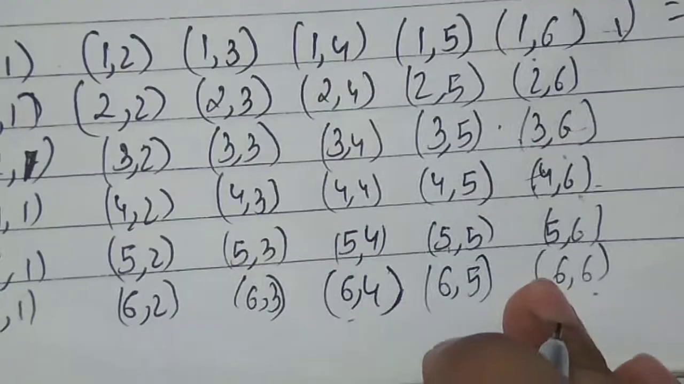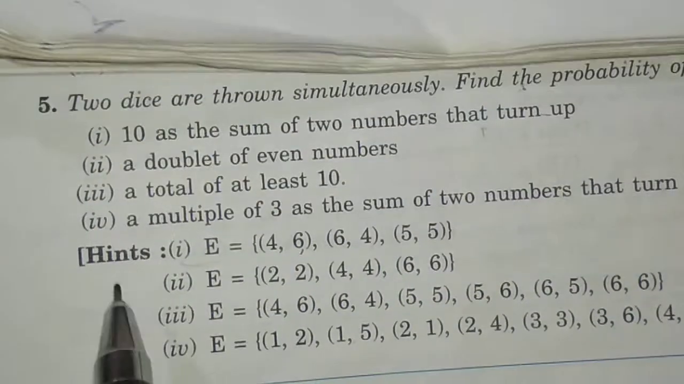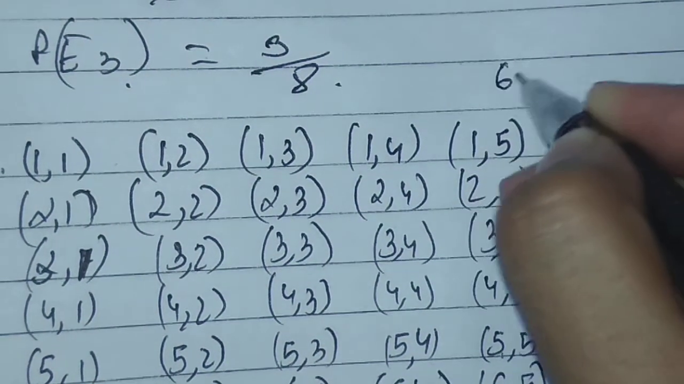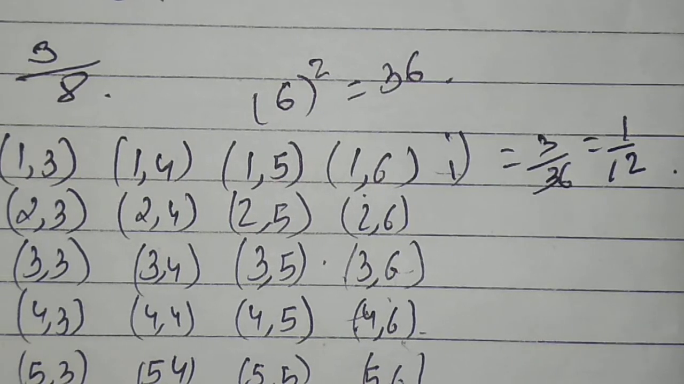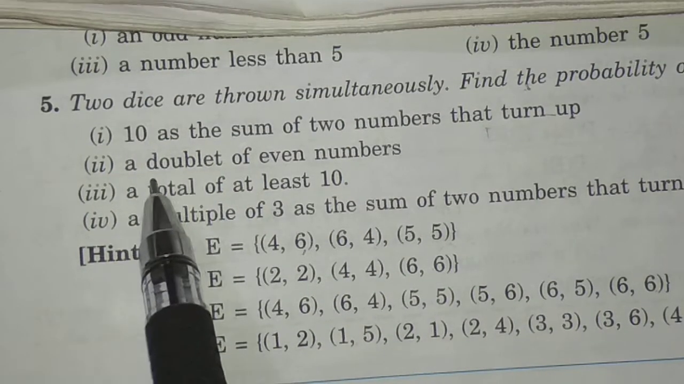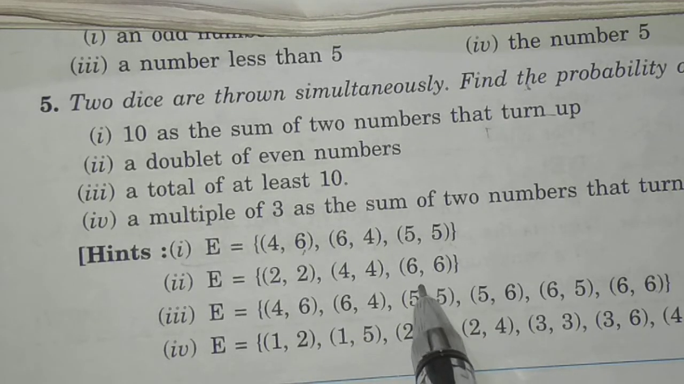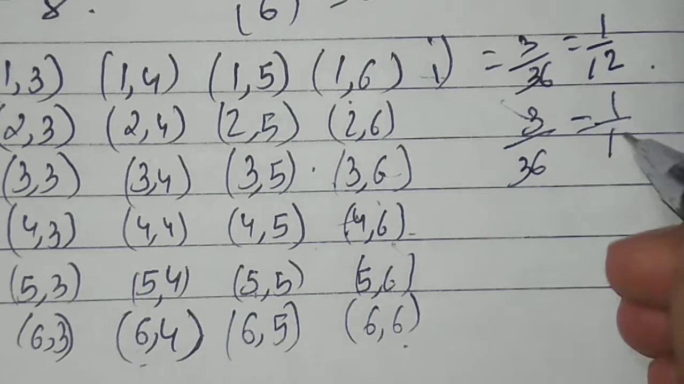Okay, now the easy way to find this sample space is, it was told that two dice are tossed, so we will write 6 sides are there on a dice, so 6 to the power 2 equals 36, means total is 36. So we will write 3 by 36 equals 1 by 12. Okay, now second was asked a doublet of even numbers, means 2 2, 4 4, 6 6. Even numbers was asked, that's why 2 2, 4 4, 6 6. Here also 3 are there, so our second answer is 3 by 36 equals 1 by 12.